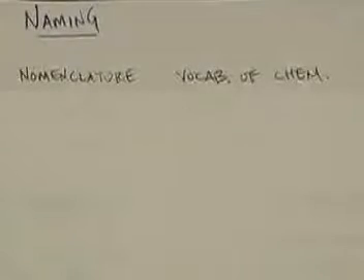In this video cast, we'll work on the vocabulary of chemistry. Make sure that you have your notebook out and a pencil, along with a periodic table handy before you watch this video cast. Naming. Naming in chemistry is described by the word nomenclature, which means the vocabulary of chemistry.